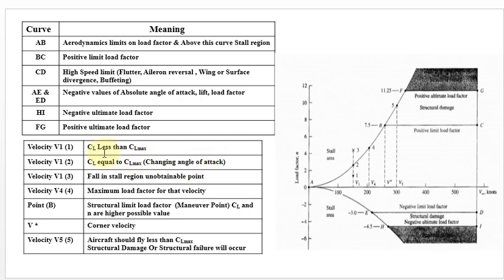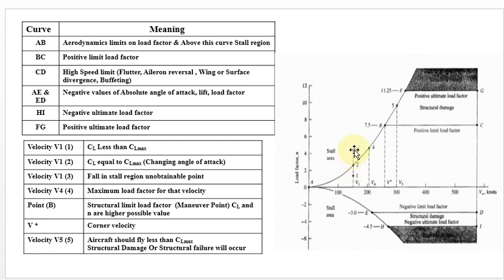Point 1 is already flying at a CL value that is less than CL max. Now we are increasing the CL value by changing the angle of attack, keeping the same velocity constant. So now the CL is max. That is why this particular point is called the aerodynamic limit curve. This point falls under the curve AB. For the corresponding velocity, point 2 is the CL max.